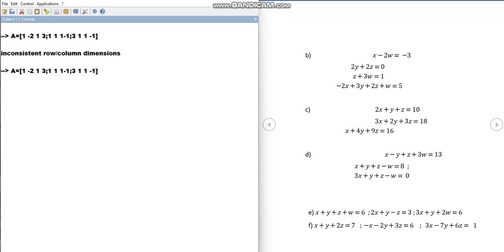So something is wrong with this. What we have done is we haven't written 1, -1, 1, 3. Then 1, 1, 1, -1 in the next. Okay, the space is missing here. 1, 1, 1, -1. 3, 1, 1, -1. So this is now done.